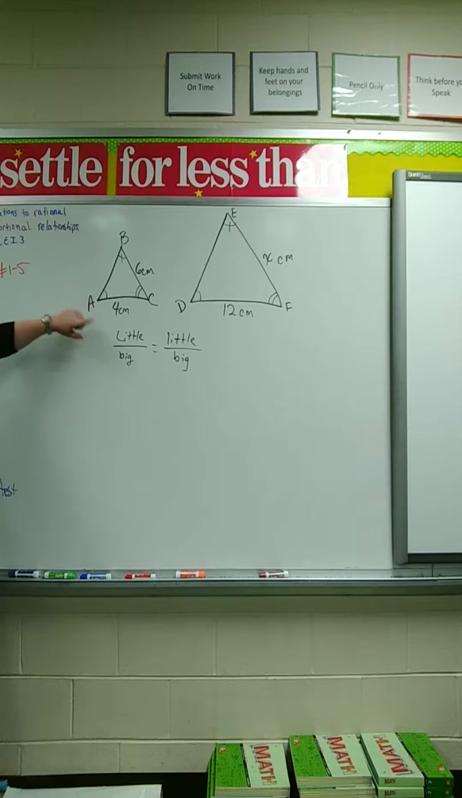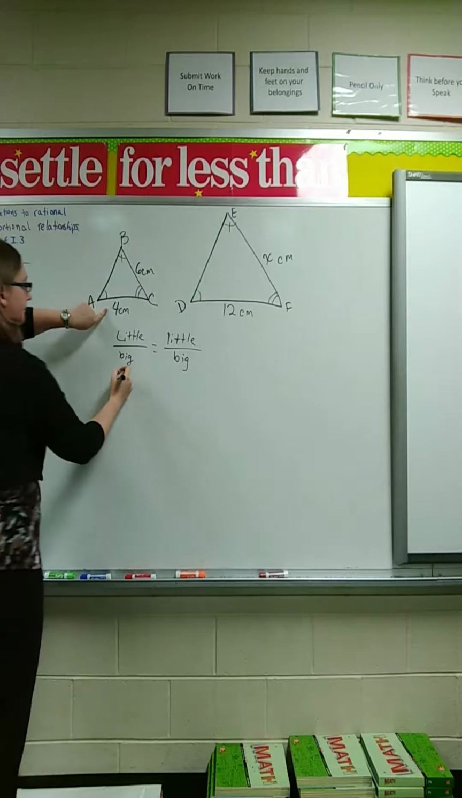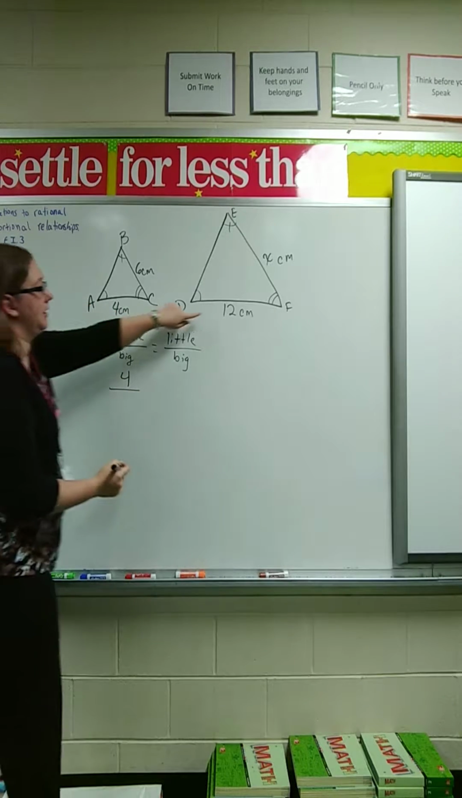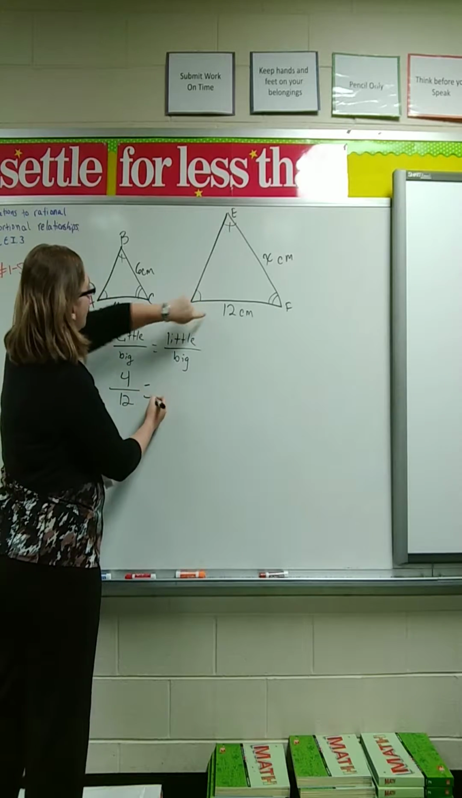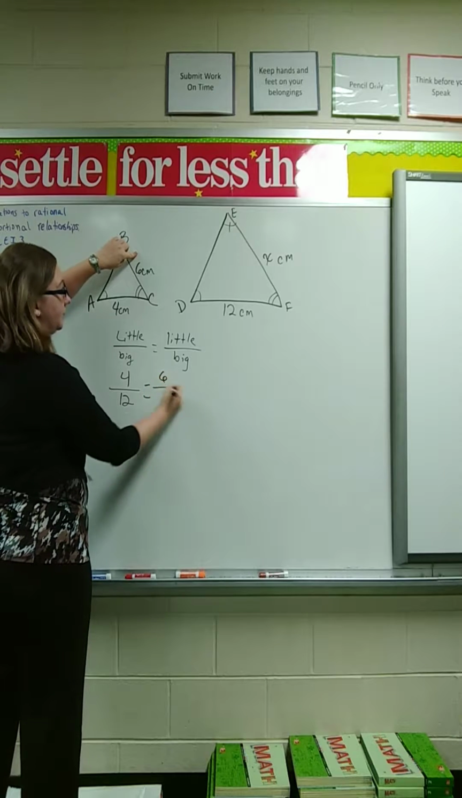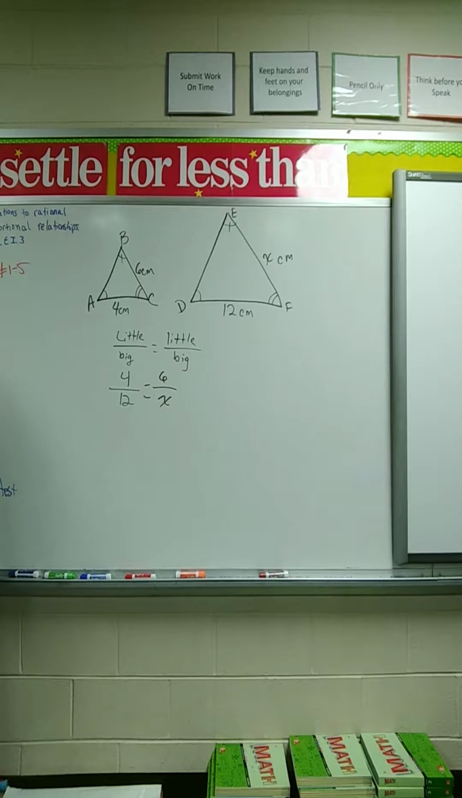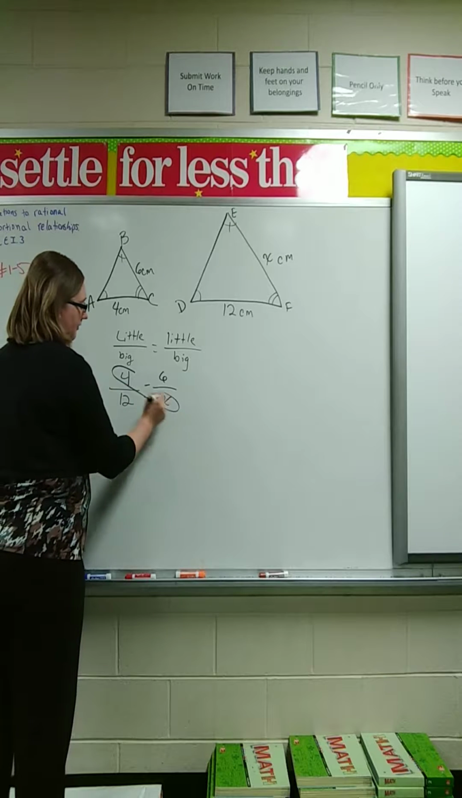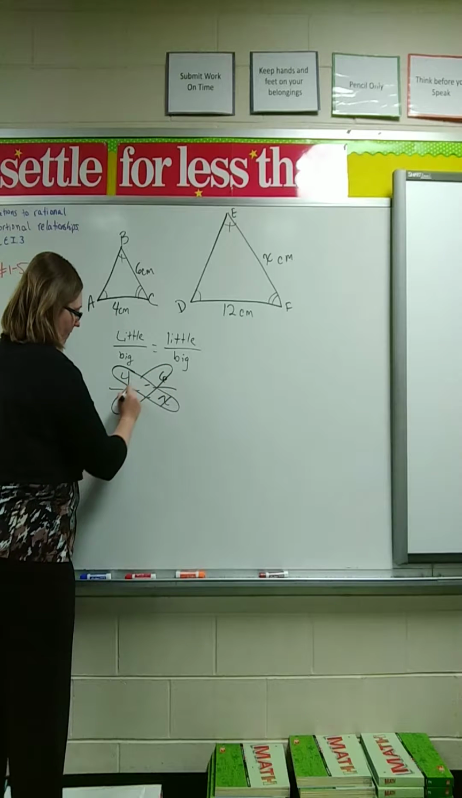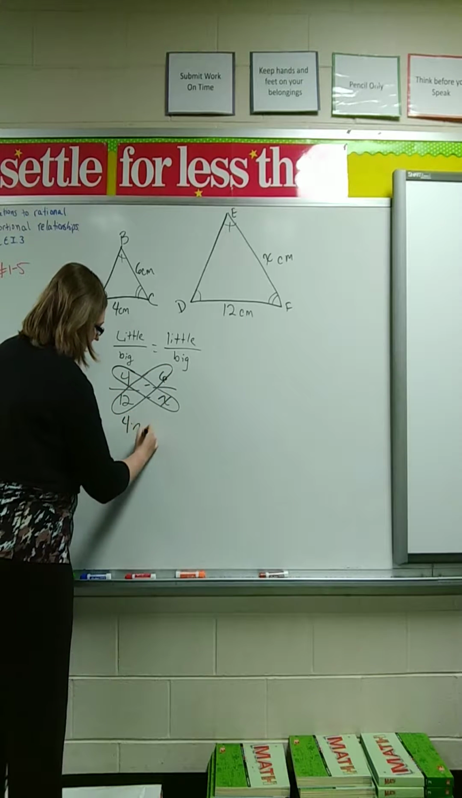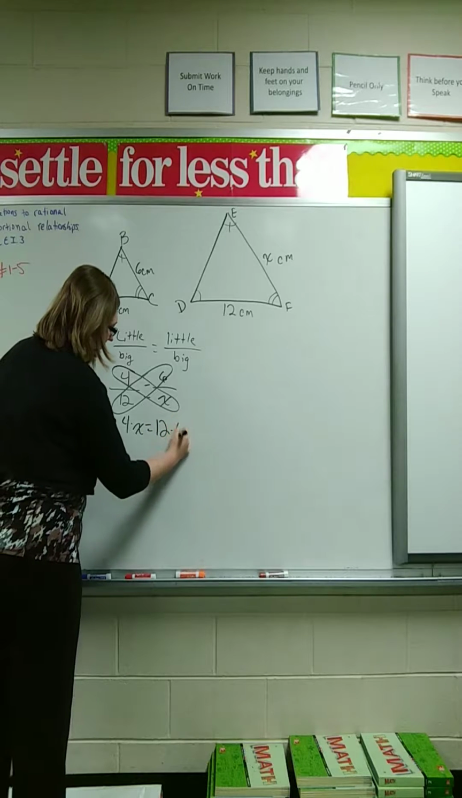So that would say that my little size is 4, my big is 12, equals little of 6 over big of x. Okay? We cross multiply to solve our proportion. That gives us 4 times x equaling 12 times 6.